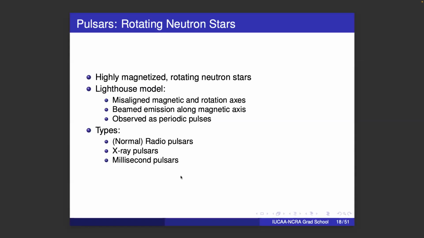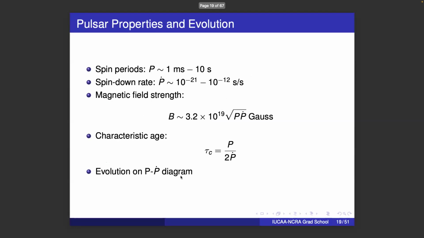And then also rare are the millisecond pulsars. These are, again, typically in a binary orbit, and they are caused by transfer of angular momentum from the neighboring star onto the neutron star, which is rotating. That can lead to a speed up of the rotation of the neutron star, and this leads to millisecond pulsars. So what are typical pulsar properties? Their periods range from 1 millisecond to 10 seconds.